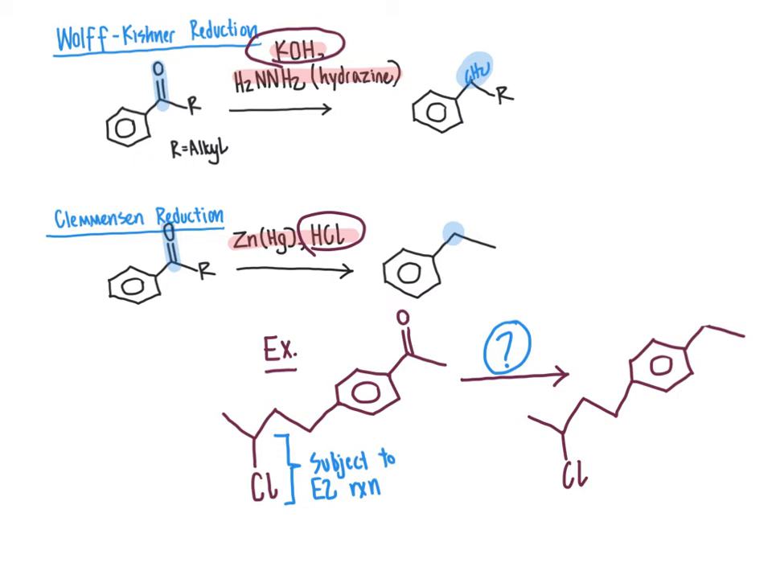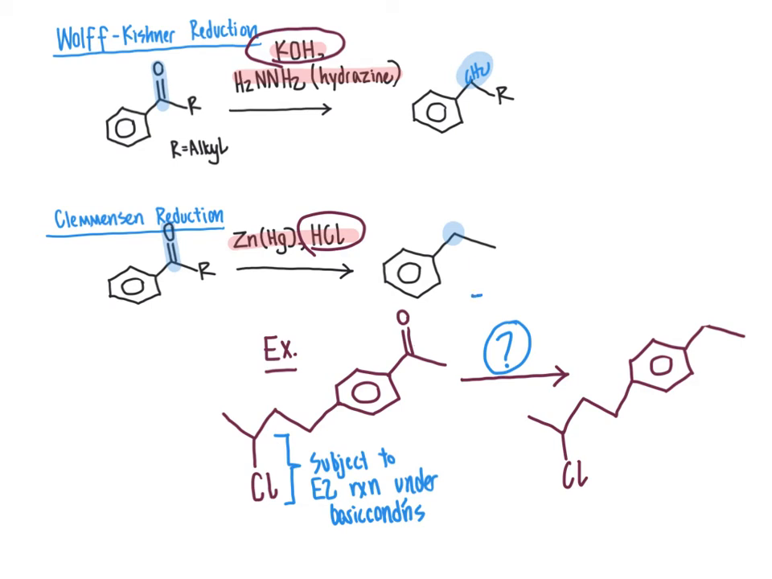So since this group is subject to an elimination reaction, specifically under basic conditions, we don't want that elimination reaction to take place. We want to retain the chlorine atom here. And so in order to accomplish that, we need to avoid using the Wolff-Kishner reduction reaction because the Wolff-Kishner reduction has that potassium hydroxide base that would result in an elimination reaction.